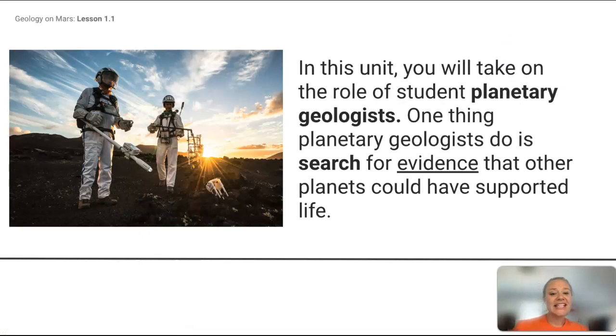You're going to investigate that by taking on the role of a planetary geologist, and know that a planetary geologist searches for evidence that other planets could once have supported life. Know that some of the things that you're going to be doing, so taking on the role of a planetary geologist and this place, the Universal Space Agency, are fictional things. However, the work that's being done and the information that's being collected, those are all true and factual data. So we are going to be working with real information that scientists use with a fictional story behind it.